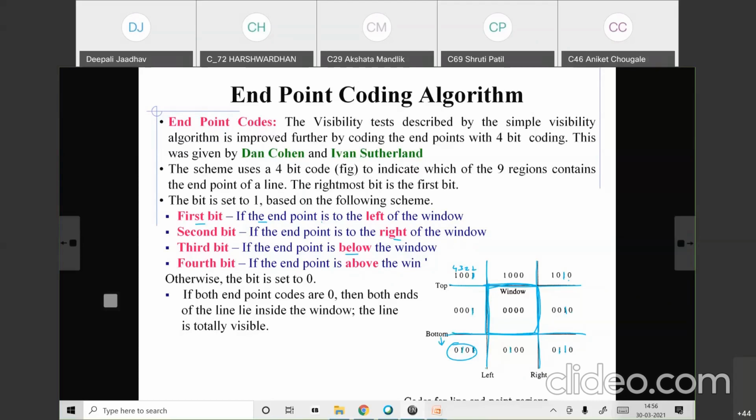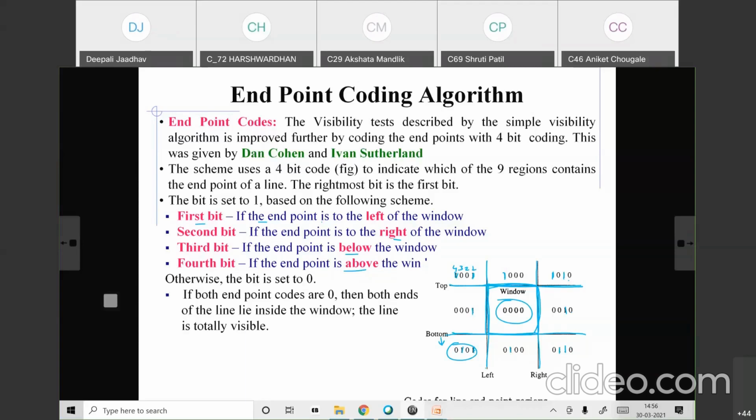The fourth bit indicates the end of the line is above the window. So it is above the top of the line. So our fourth bit is 1 here in all the 3 regions. Otherwise the bit is 0. Means what? If it is within the window, then all bits are 0. If all bits are 0, then the end point is interior to the window.